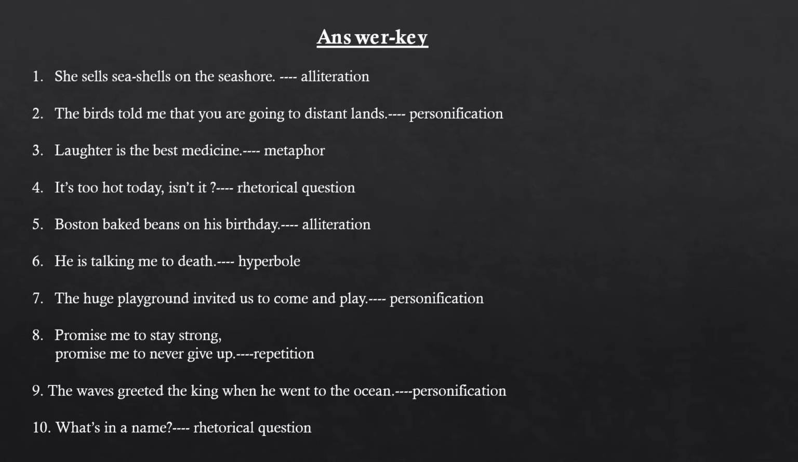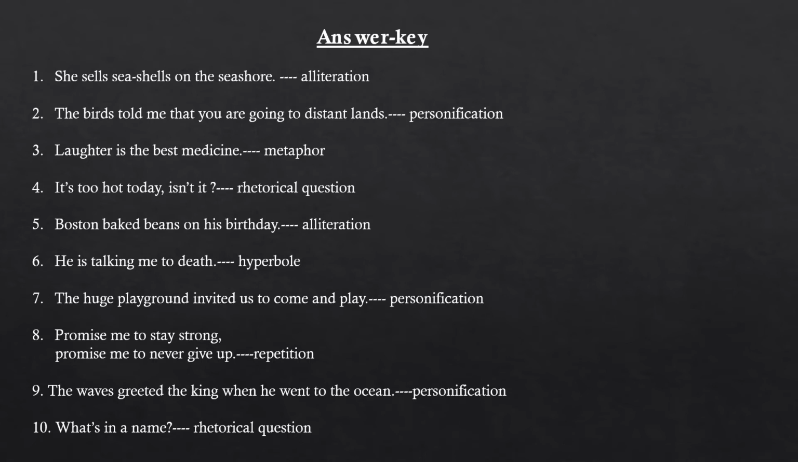The fifth sentence is Boston baked beans on his birthday. This is an example of alliteration because the b sound has been repeated in Boston, baked, beans, and birthday. So the initial consonant sound b has been repeated.